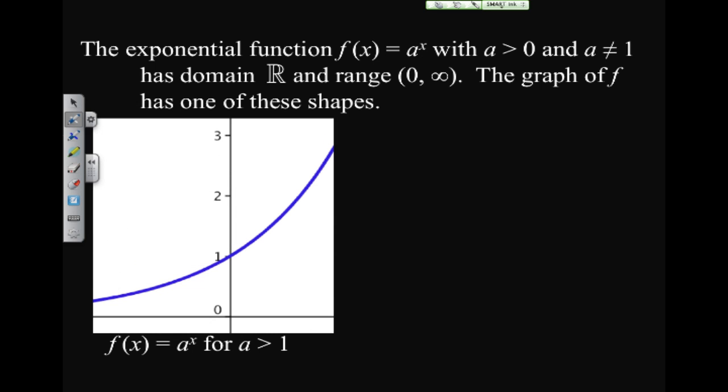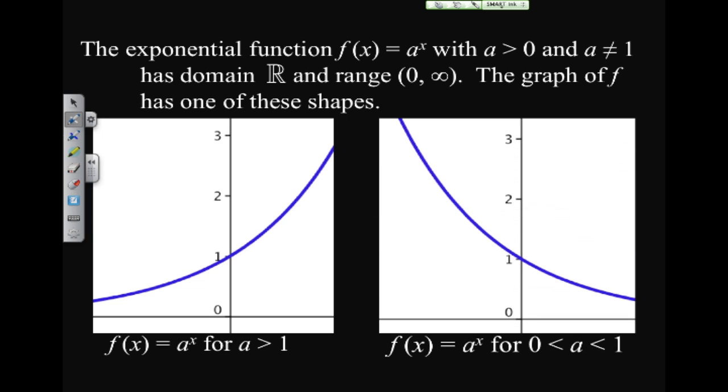If a is greater than 1, I guess I used a instead of b. But if a is greater than 1, if the base is greater than 1, it's going to increase from left to right. And if the base is between 0 and 1, then it's going to decrease from left to right.